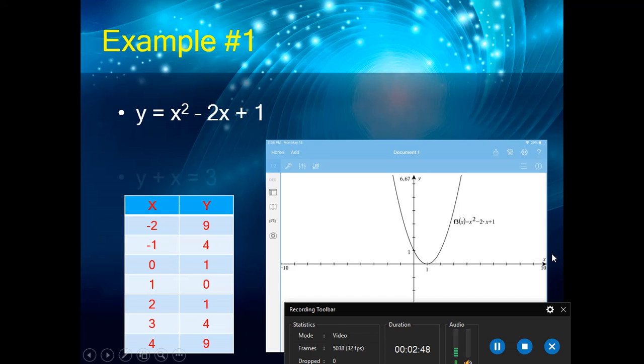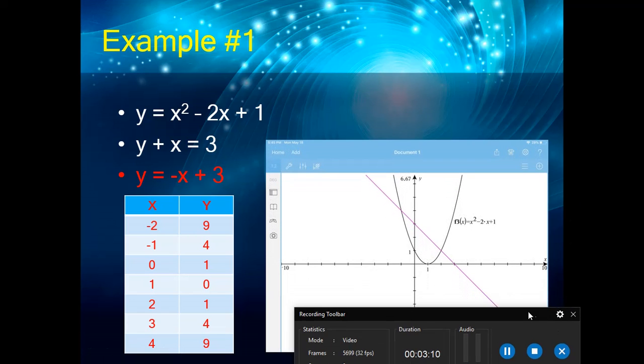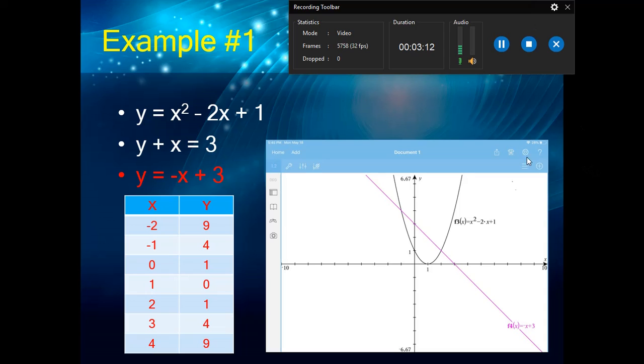Now I want to graph my linear equation. This equation is not in slope-intercept form, so I'm going to subtract x from both sides. And now that it's been rearranged, we can start graphing on the y-axis at +3, and then we're going to drop 1 unit and go to the right 1 unit. Drop 1, run 1. When I do that, I can see that they have 2 points of intersection.